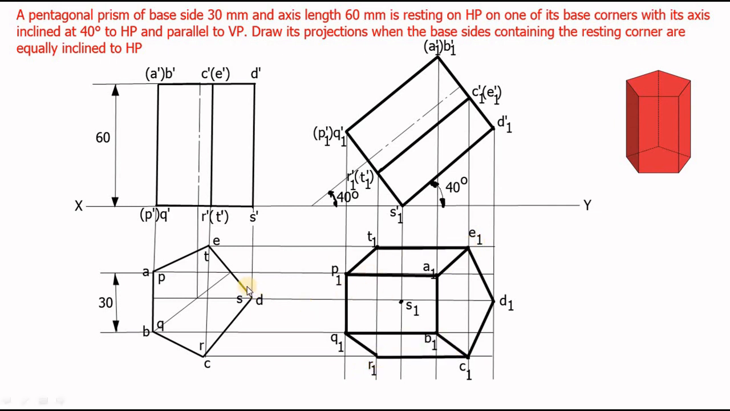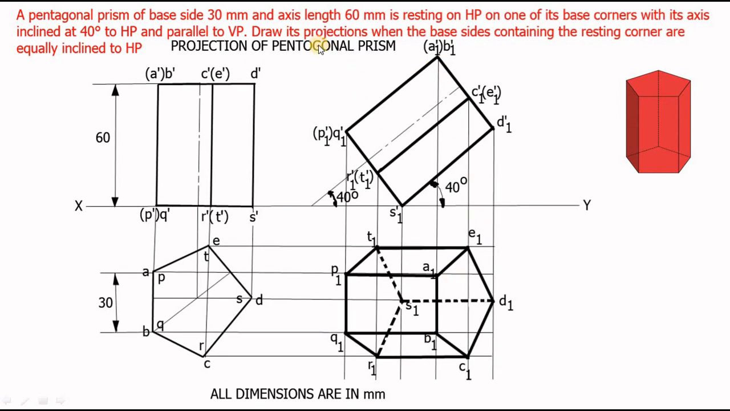Clear? Then SD will be invisible. Similarly, TS will be invisible. RS will be invisible. So those edges can be drawn in dotted line. Clear? So that's all. So this is the final view of the pentagonal prism when it is resting on HP on its base corner and its axis is inclined to HP. Clear? So finally we can write all dimensions are in mm, projection of pentagonal prism.